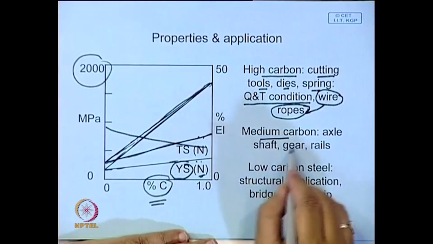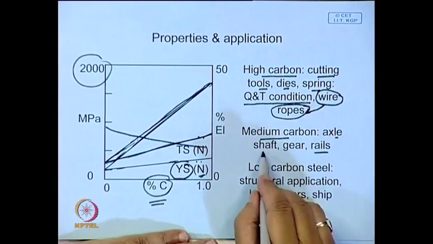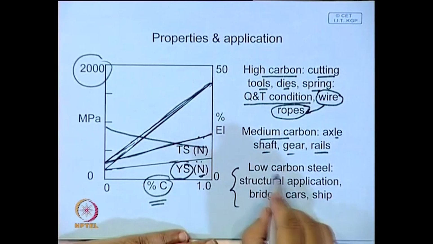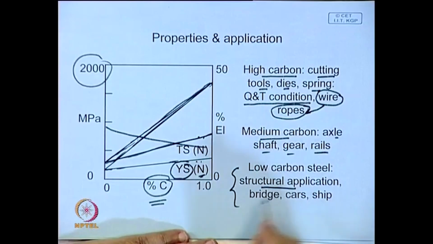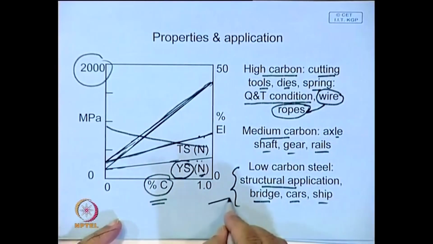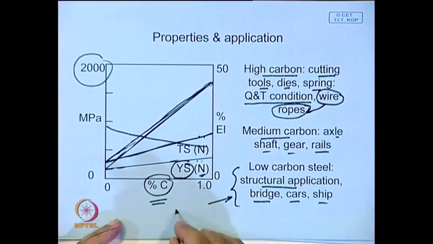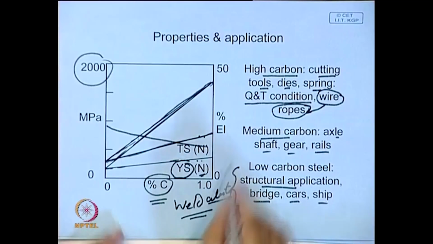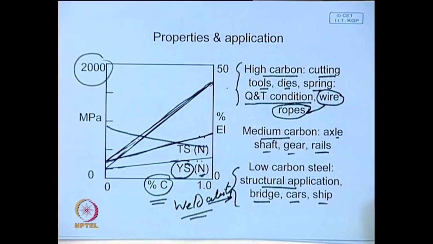Then medium carbon steels are used for rails, axle, shaft, gear. Then low carbon steels, the bulk of the material belongs to low carbon steel. Their bulk application is structural application, bridge, car, ship, and one of the important properties that they must have, apart from strength and ductility, is good weldability. So, they should be weldable, whereas these other materials will be extremely difficult to weld.